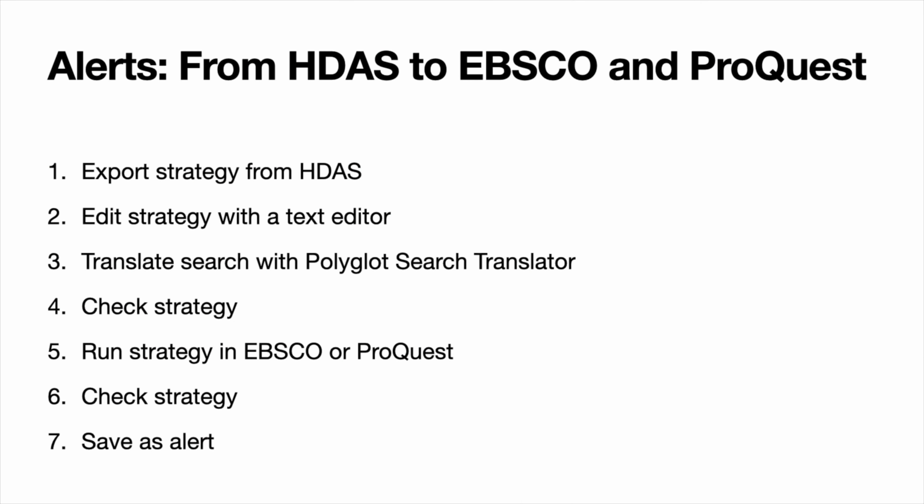So let's get started. We're going to export an alert strategy from HDAS. We're going to edit that strategy with a text editor, translate it with Polyglot Search Translator, check that strategy, run it in EBSCO or ProQuest, as the case may be, check it again and save it as an alert.